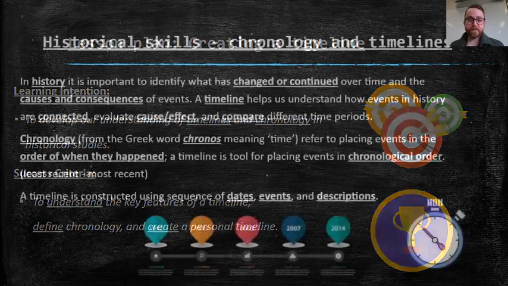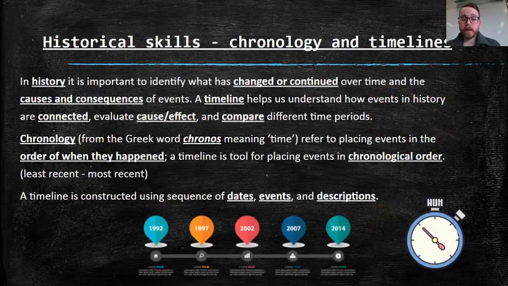That's a bit of detail, but hopefully we can smash out our very own timeline by the end of this lesson. So, in history, it is obviously important to identify what has changed or continued, so what has changed over history and what has stayed the same throughout history. And it's important to understand and to identify the causes and the consequences of events. A timeline helps us do that. A timeline is a tool that helps us understand how events in history are connected. It helps us understand cause and effect, so evaluate what caused this and what is the impact of this.